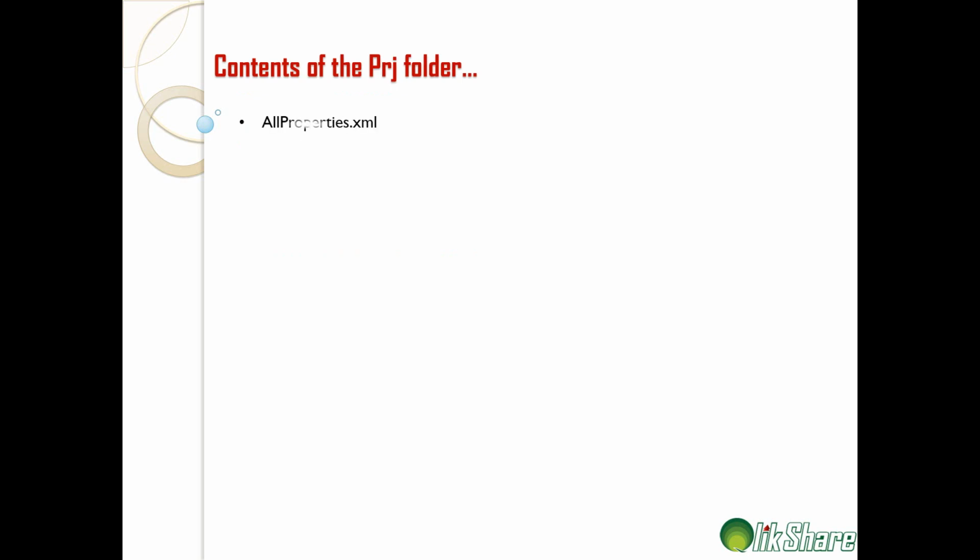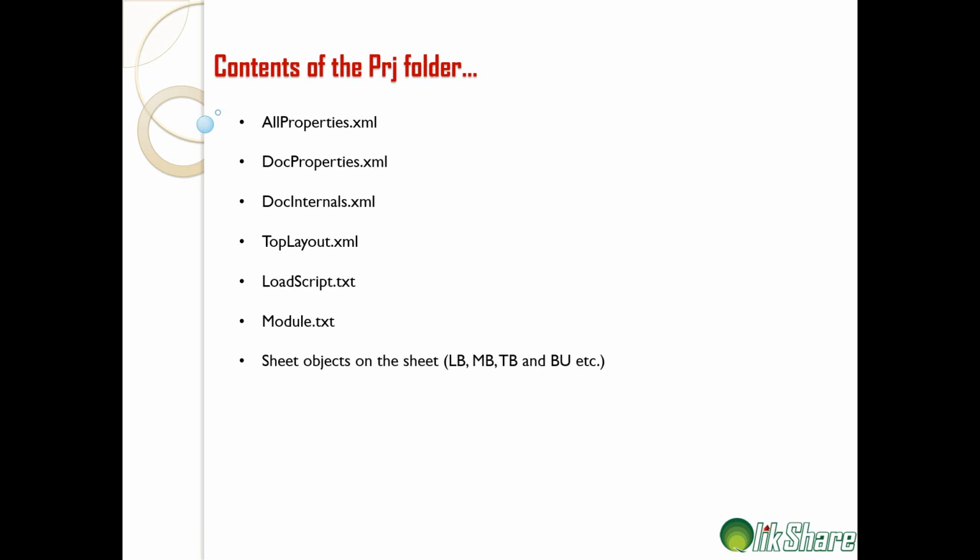Let's look at the contents of PRJ folder. We'll have all properties.xml, and then we have document properties.xml, and we have doc internals.xml, we have top layout.xml, and then we have loadscript.xml. We have loadscript.txt and we have module.txt. And apart from that, we'll also have sheet objects on each sheet. So if we create a list box, there are properties related to your list box. So we have list box properties, multi-box properties, table box properties, and button properties. So every object you create will have the properties.